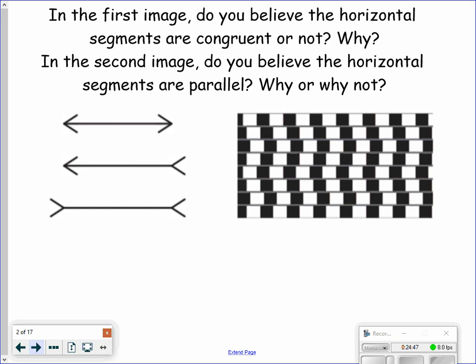Do you think that those horizontal lines are congruent in that first figure? And do you think the horizontal lines are parallel in the second? Yes or no, and why do you think? Okay, so hopefully you were able to look at that.